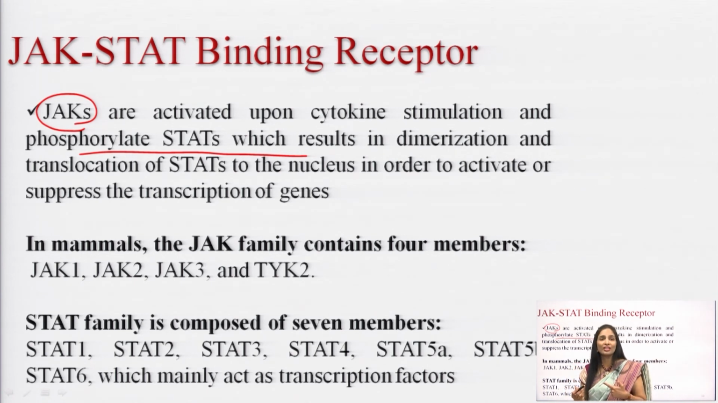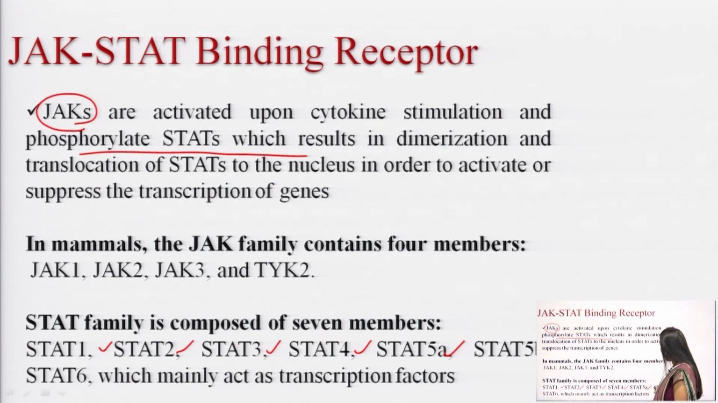If I am talking about the JAK family in mammals, JAK has 4 members: JAK1, JAK2, JAK3, and tyrosine kinase 2, TYK2. And what about the STAT? The STAT family is composed of 7 members: STAT1, STAT2, STAT3, STAT4, STAT5A, STAT5B, and finally STAT6. So JAK consists of 4 members, and STAT consists of 7 members.